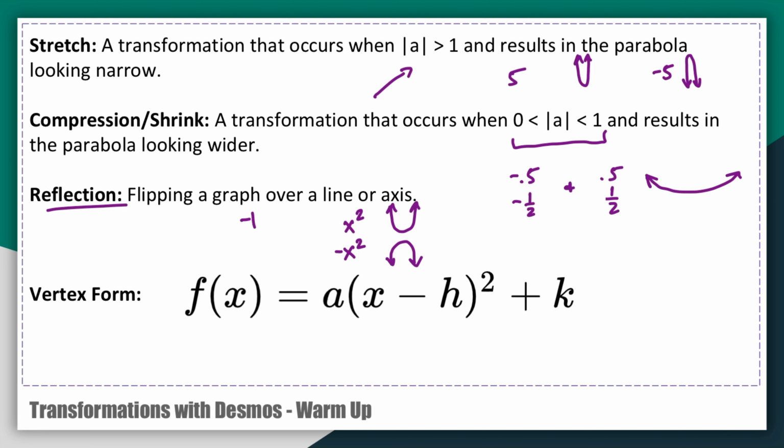Now, all of this is dictated by just this a value, okay? And it results in a lot of things. It results in a stretch, it results in a compression or shrink. You're going to hear me use compression more than shrink. And then it also results in a reflection. So you really, before graphing, want to start looking at that a value and see what it's telling you.